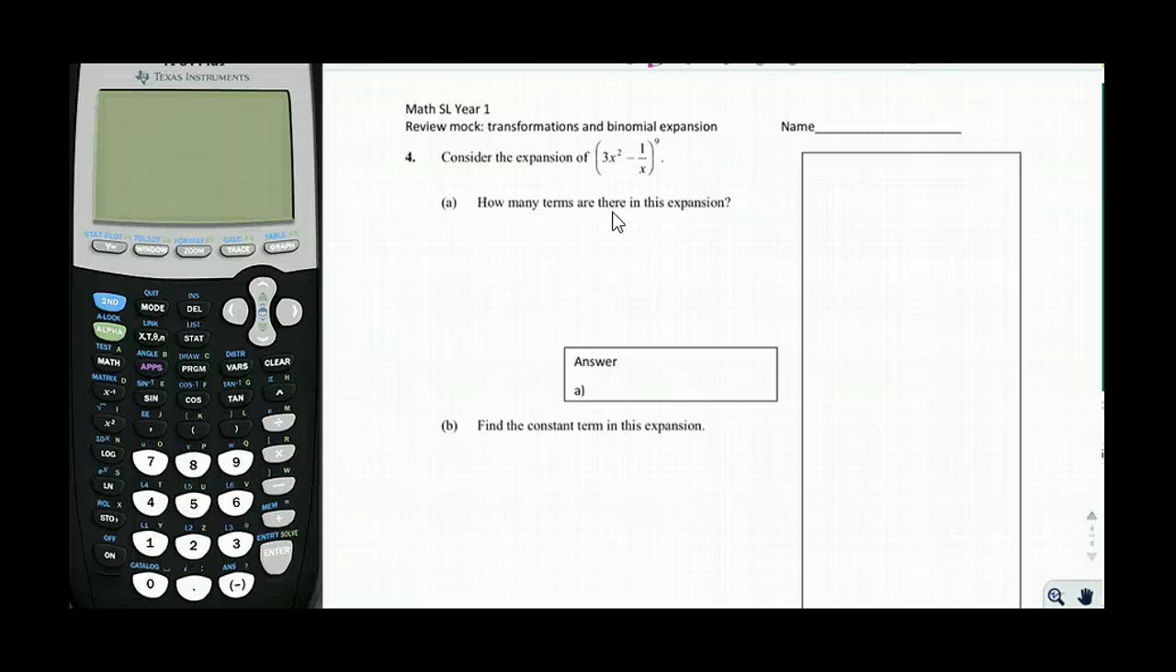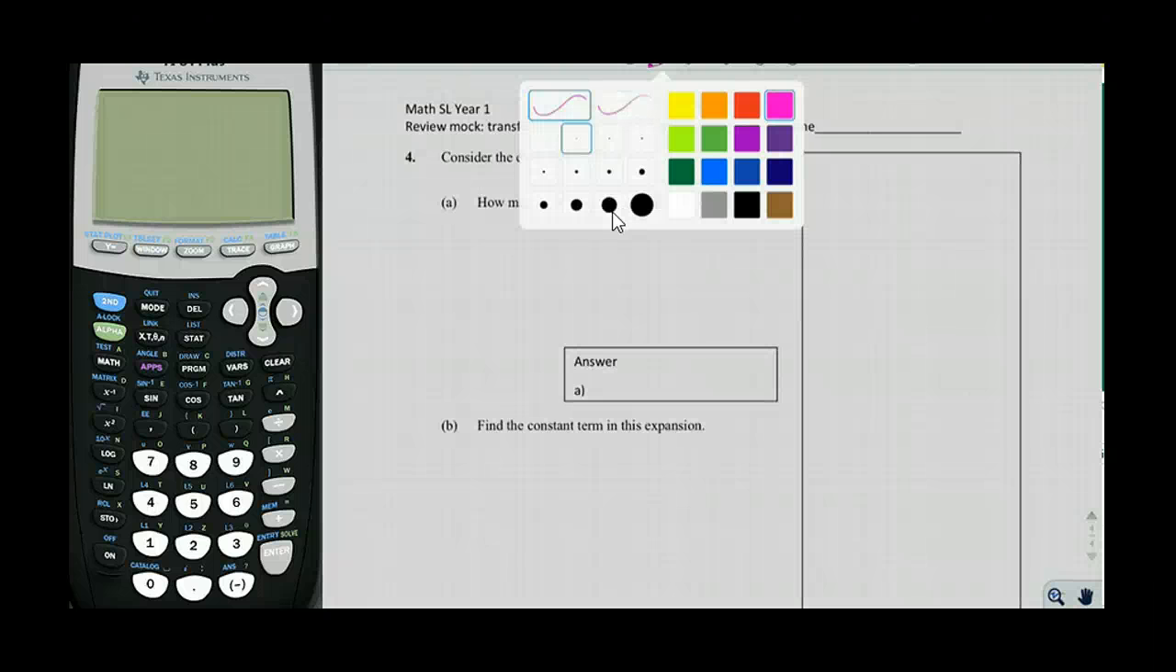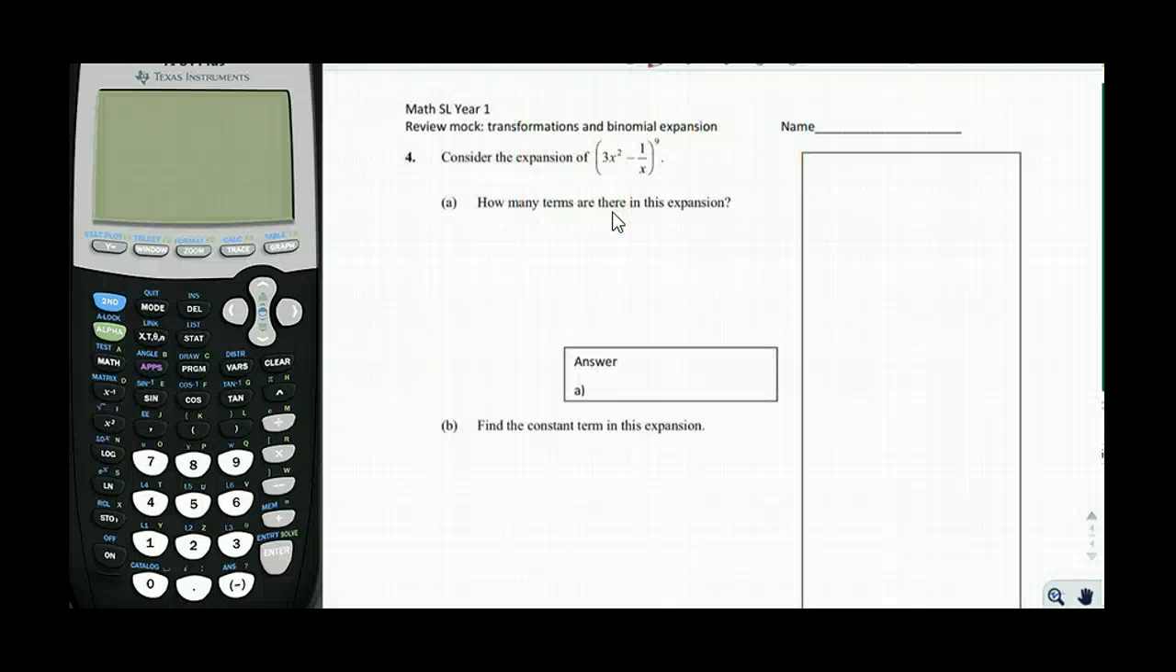Number 4, consider the expansion of 3x squared minus 1 over x to the 9th. How many terms are there in this expansion? Well, the number of terms in the expansions is always one more than the order. If you forget this, all you need to do is look at some simple examples. When you have an x squared function, it looks like this, right? So there's 3 terms in a squared function. So to the 9th, you would be doing 10 terms, okay? One more than the order. So you could just put here 10, okay?